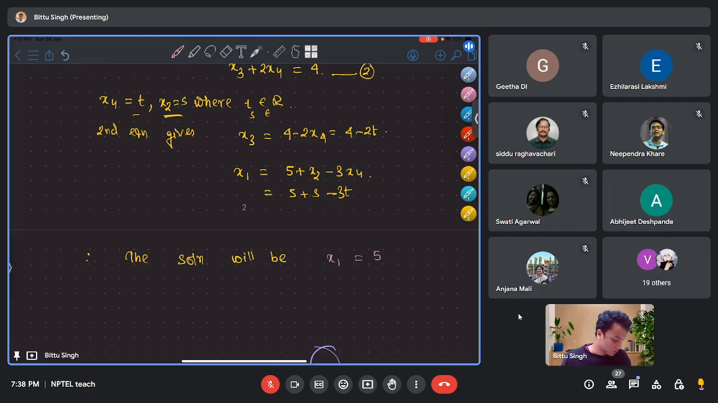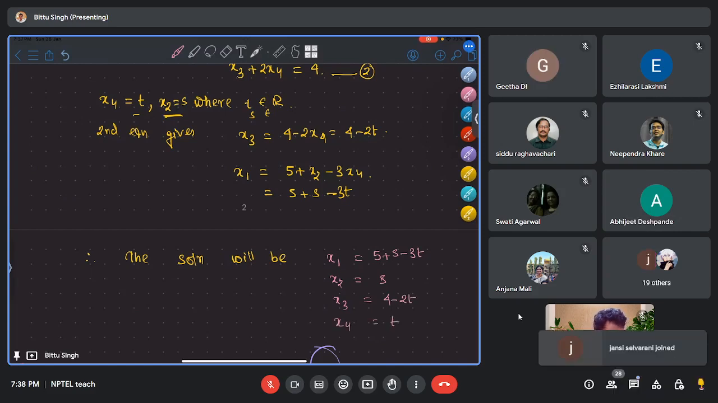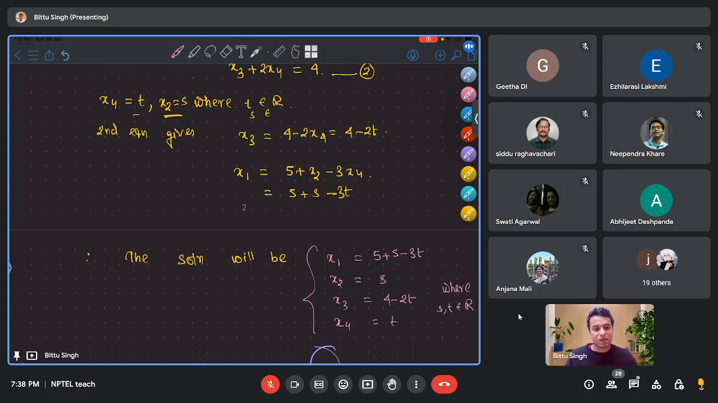X1 is 5 plus s minus 3t. X2 is s. X3 is 4 minus 2t. And x4 is t, where s, t are any real numbers. Okay. For example, choose s and t both to be 0. Then if we choose s, t both equal to 0, 0.